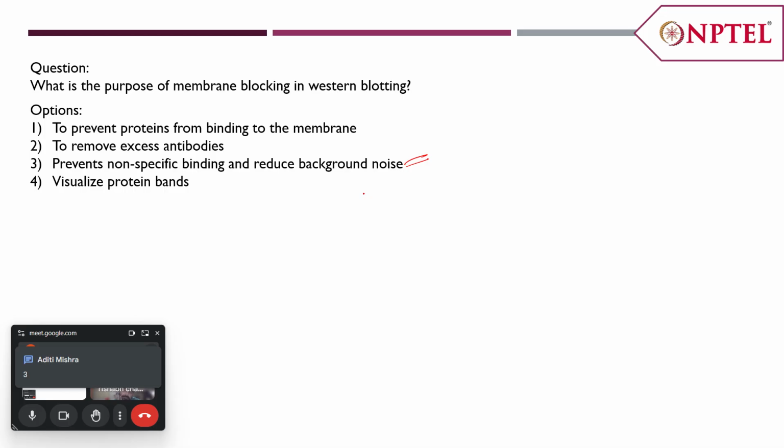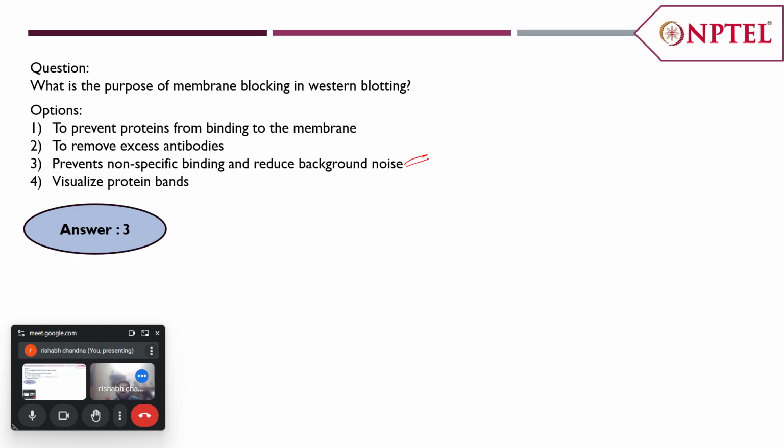Any more answers? Okay, so the correct answer is option number three. Remember, when we are using any detection method utilizing antibodies, we block the surface first. There are different methods: people use detergents, people use BSA, FBS. All those proteins are used for blocking.